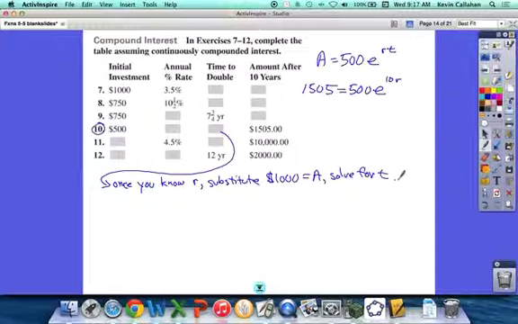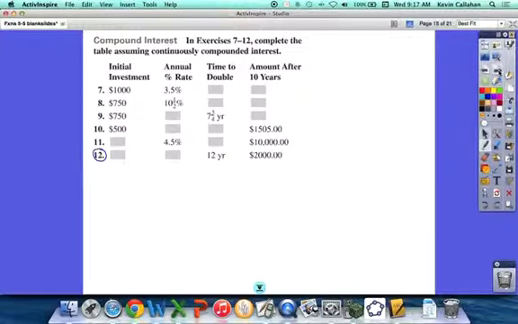Now, the fact is, after the first two, which were definitely the even and the odd, were exactly the same and gave you the same piece of information, the next four are all just a little bit different. There's none that have a repeat of the same information being given. The next one, the number 12, they're giving us the time to double and the amount after 10 years. We don't know either one of the initial investment or the annual interest rate.